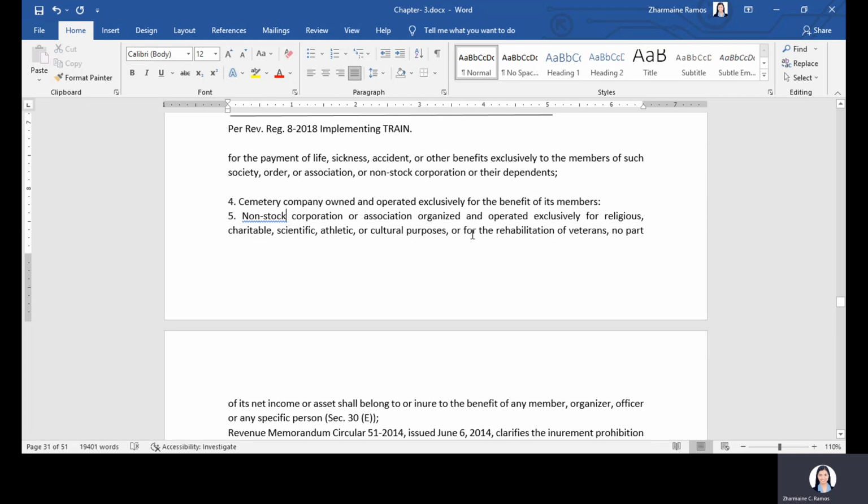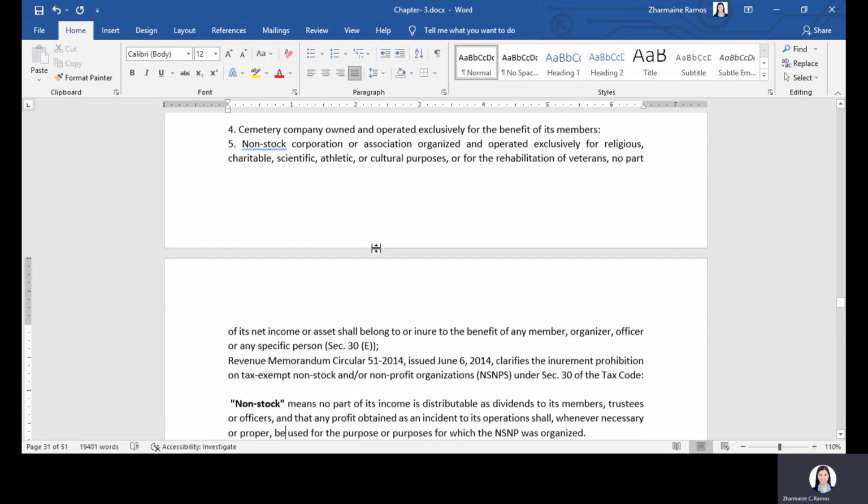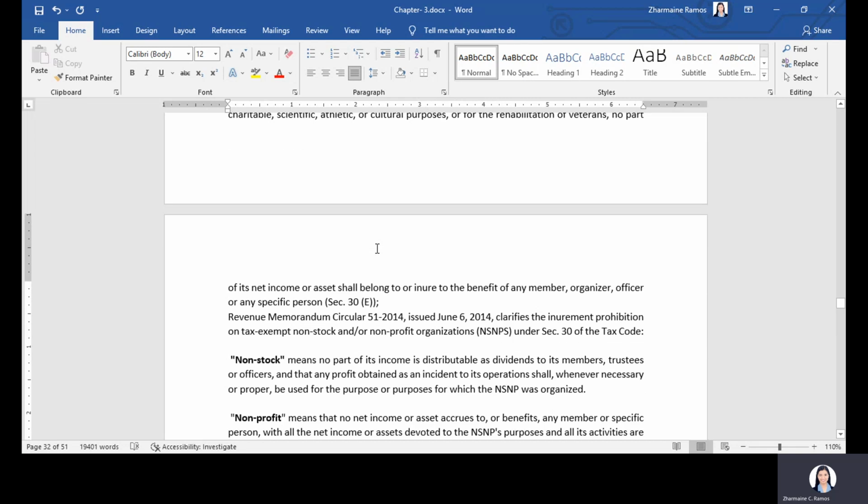Non-stock corporation or association organized and operated exclusively for religious, charitable, scientific, athletic, or cultural purposes. So, itong mga to ay exempt. Ano ba yung non-stock? Pag sinabing non-stock kasi, it means no part of its income is distributable as dividends to its members. Pag non-profit naman, it means no net income. So, kaya non-stock siya, non-profit siya, sa mga exempt tong mga to.